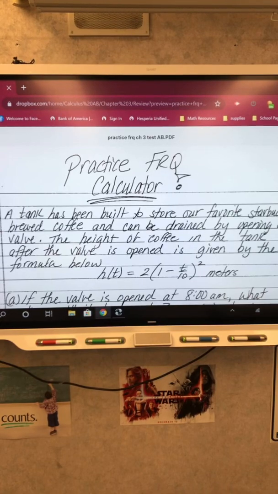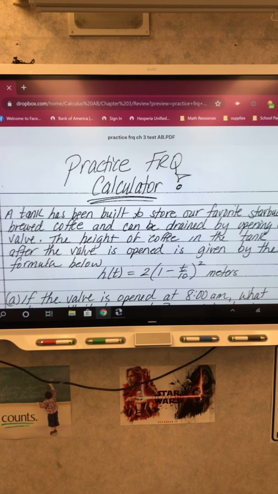All right, I'm gonna try it this way. We'll see how it goes. It says, a tank has been built to store our favorite Starbucks brewed coffee, and it can be drained by opening a valve. The height of coffee in the tank after the valve is opened is given by the formula below. H of T equals 2 times the quantity 1 minus T over 10 squared meters.